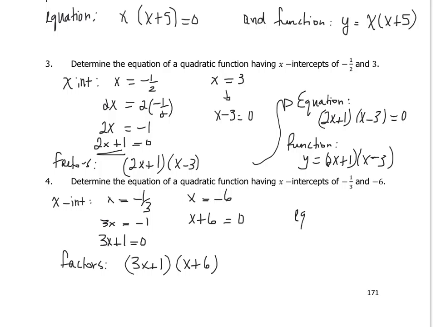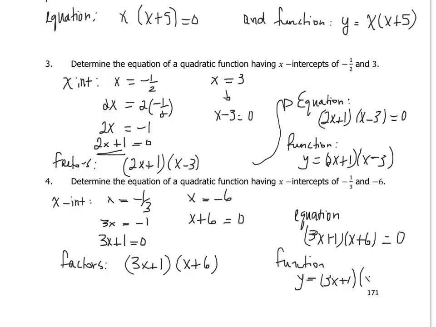So an equation would be 3x plus 1 times x plus 6 equal to 0, and your function would just be y equals 3x plus 1 times x plus 6. And that's it for section 7.2.